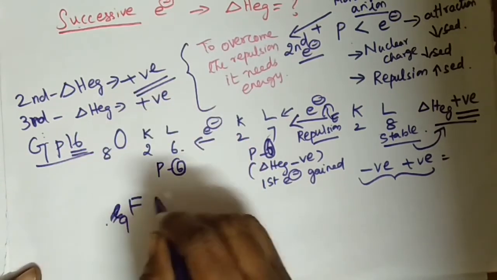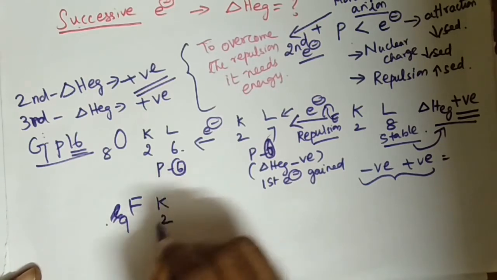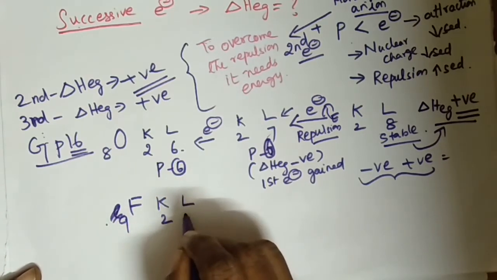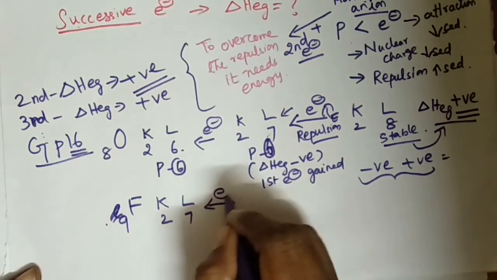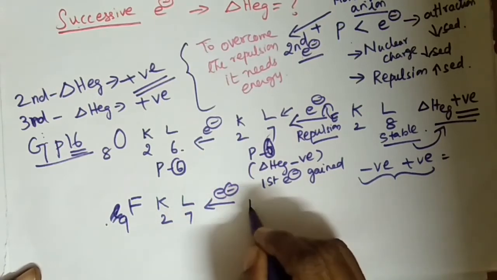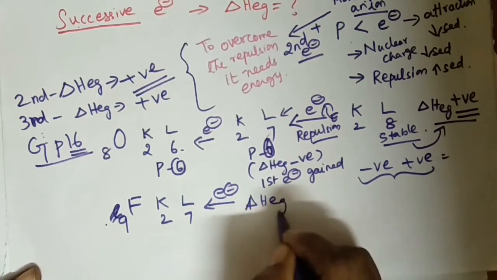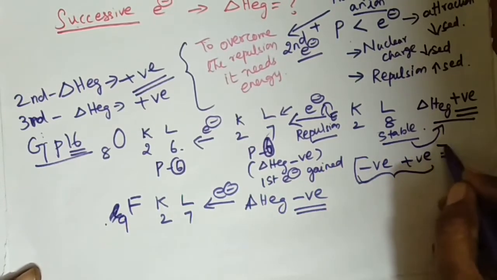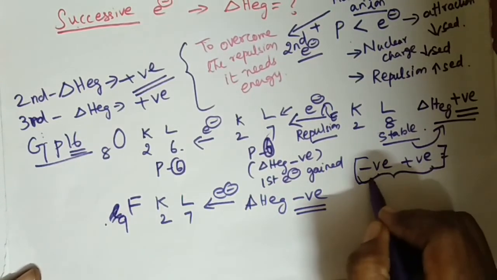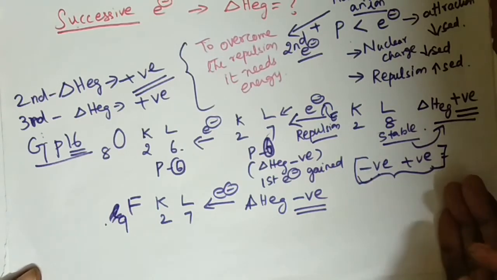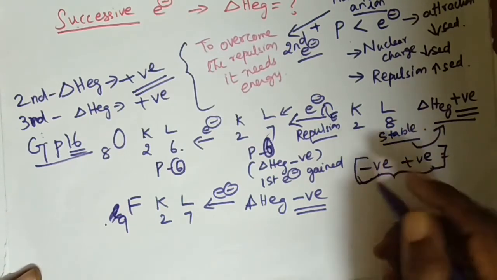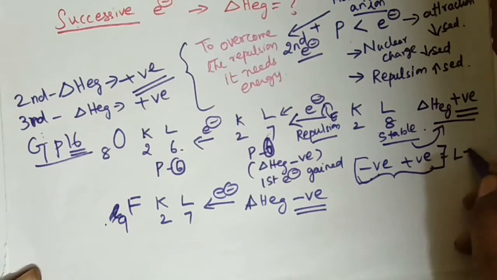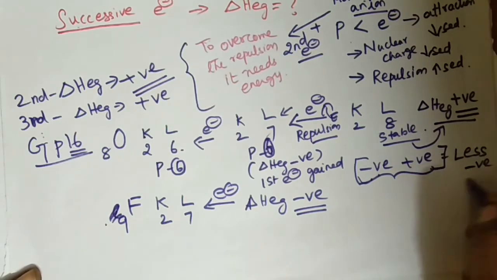What is that? Fluorine. Fluorine has K shell 2 electrons and L shell 7 electrons. It has to gain only 1 electron. When it gains 1 electron, the delHeg value is going to be negative only. But in this case, for the first electron it is going to be negative. For the successive electron it is going to be positive. Naturally, the value becomes less. So you get a less negative value.